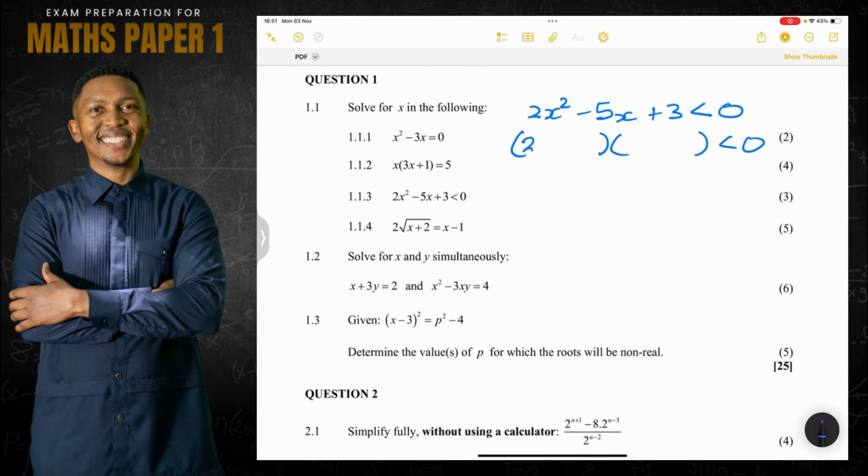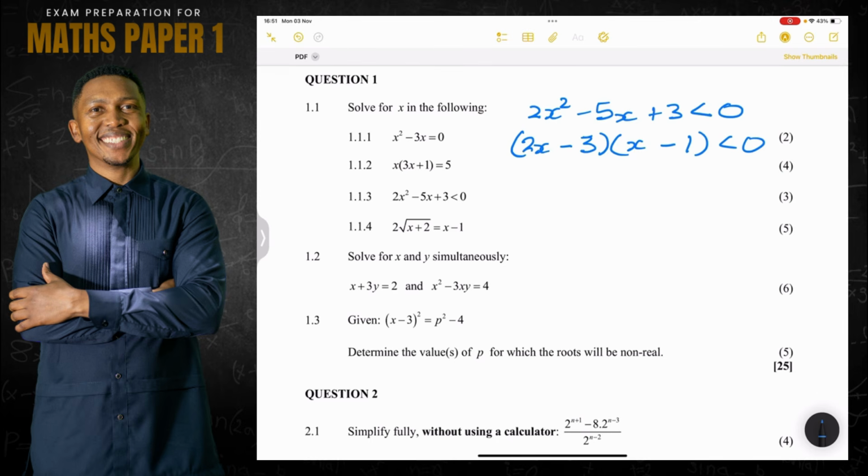we've got 2x as well as x, right? Factors of 3 in this case would be 3 and 1, but we need to make sure that we order them in such a way that they will give us 5. So we've got 3, we've got 1 there, and we know that both signs inside are negative, right?